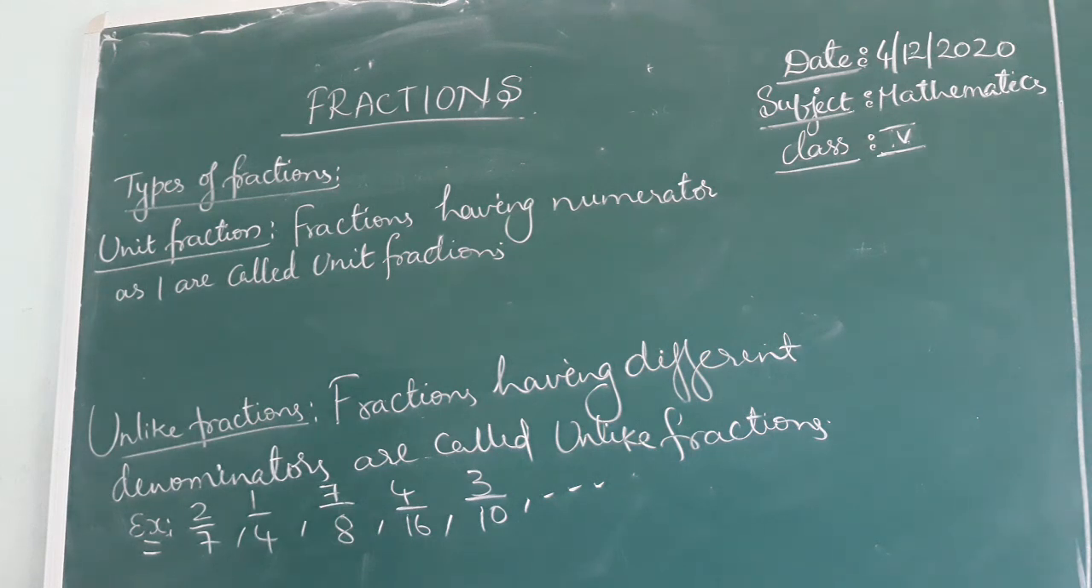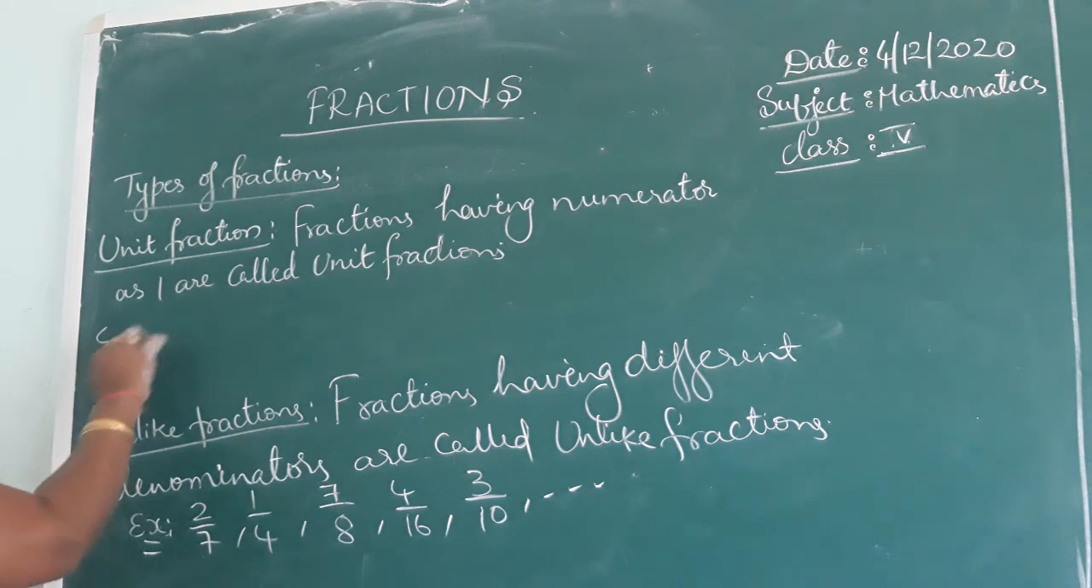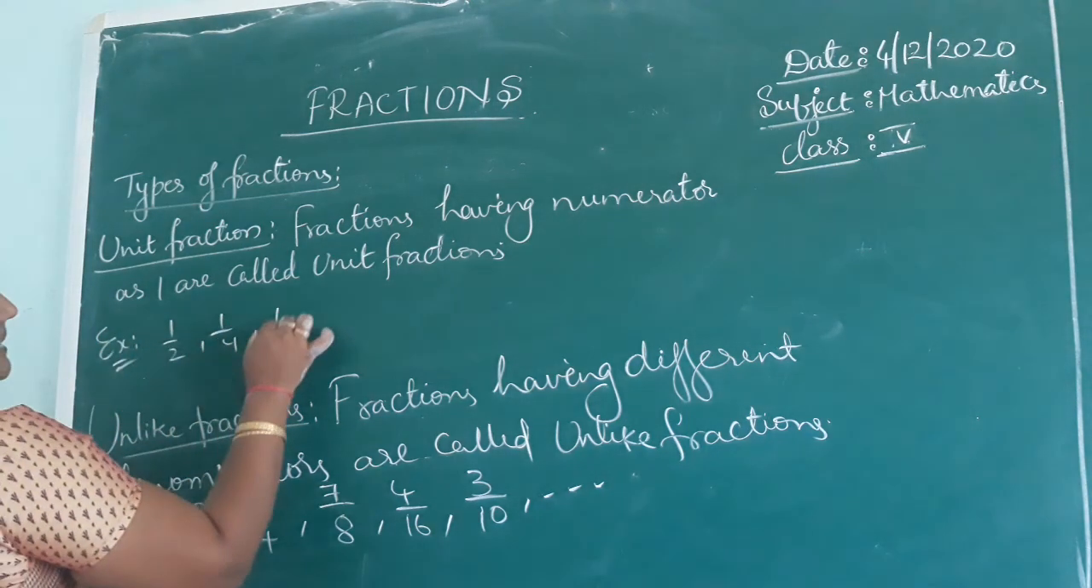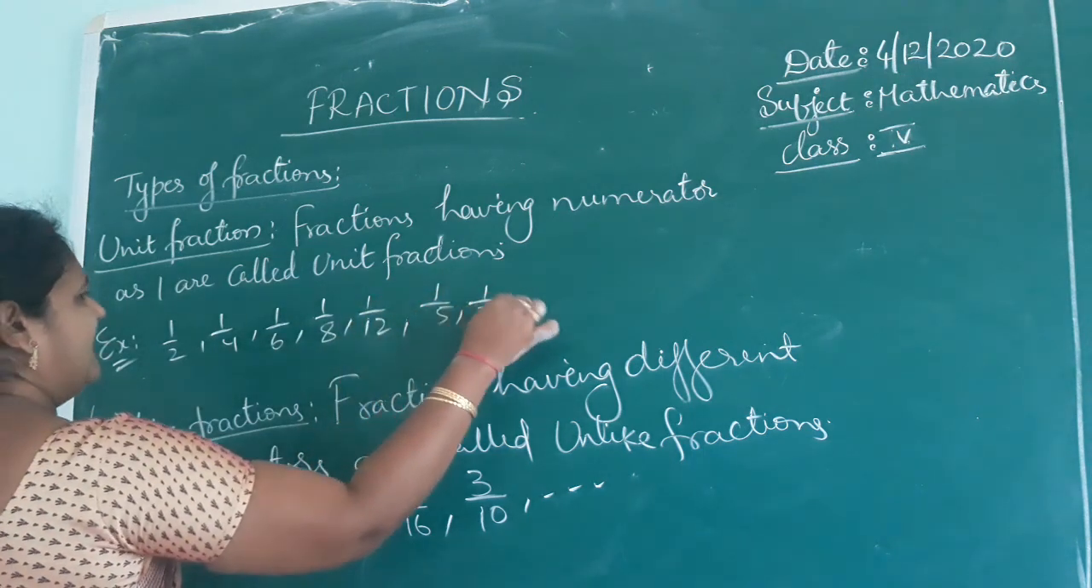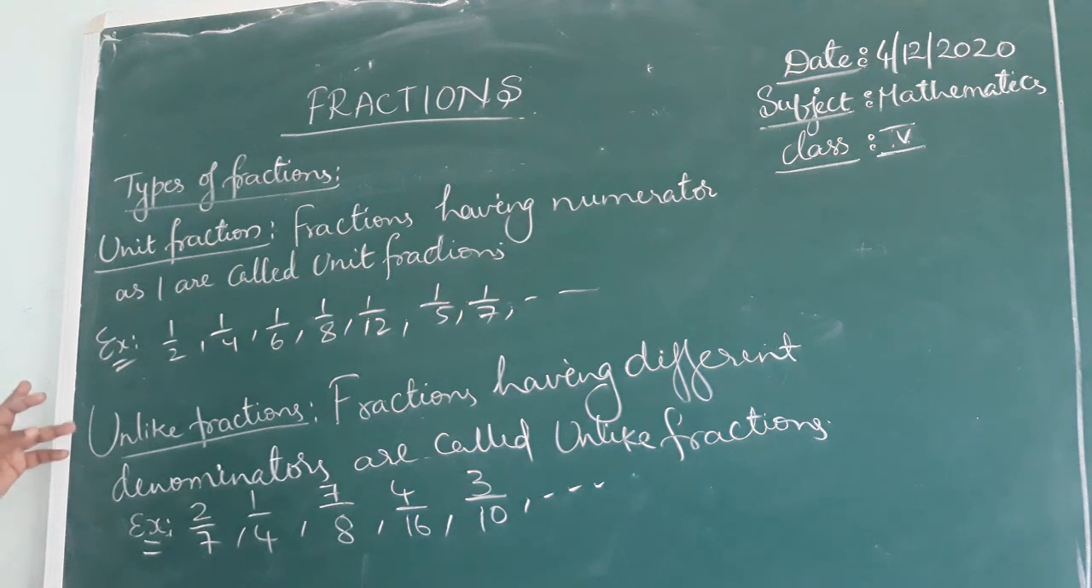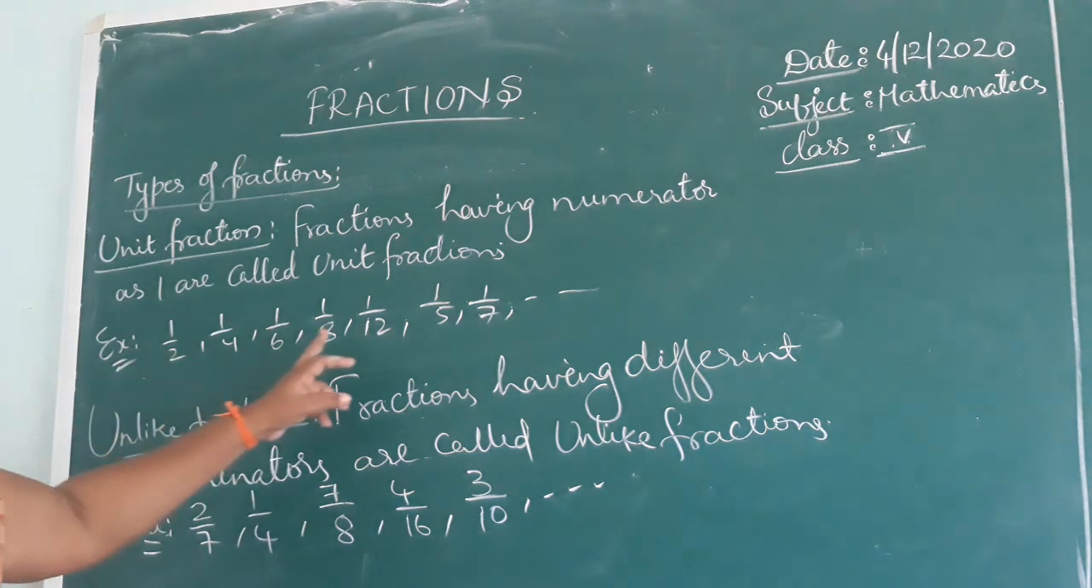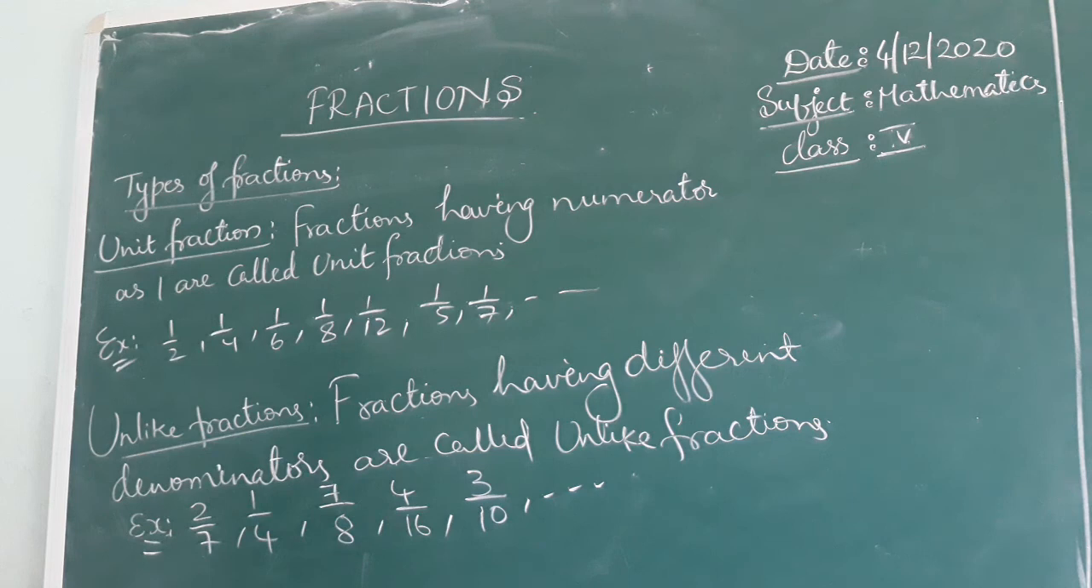That means all the fractions have the numerator 1 only, not other numbers. If you take other numbers as numerator, those are not unit fractions. For example, 1 by 2, 1 by 4, 1 by 6, 1 by 8, 1 by 12, 1 by 5, 1 by 7, like that. Those are all unit fractions, because they all have numerator 1.